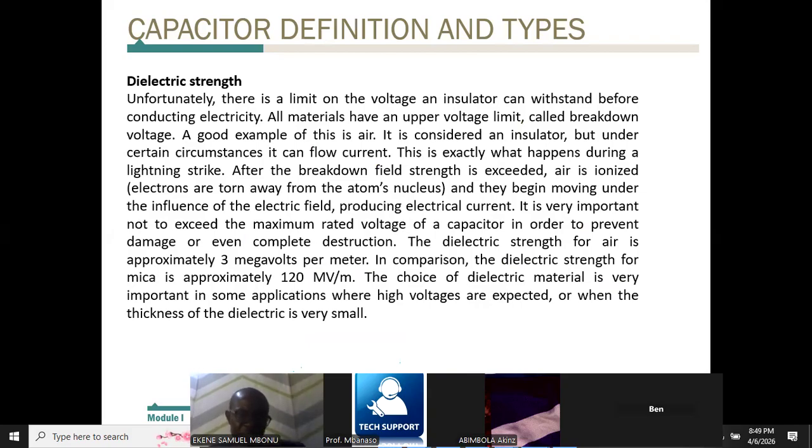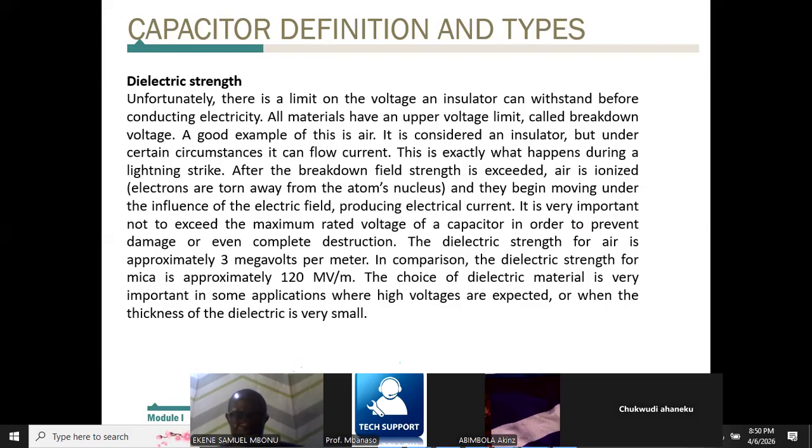Dielectric strength, I've talked about it before. Unfortunately, there is a limit on the voltage an insulator can withstand before conducting electricity. All materials have an upper voltage limit called breakdown voltage. A good example of this is air. It is considered an insulator, but under certain circumstances, it can flow current. This is exactly what happened during the lightning strike.